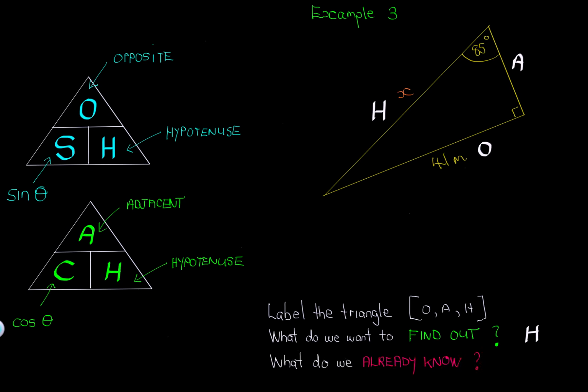The third question, or the next step, is what do we already know? Well, we already know the opposite. That's the side we're already given in this problem. So we write down O.